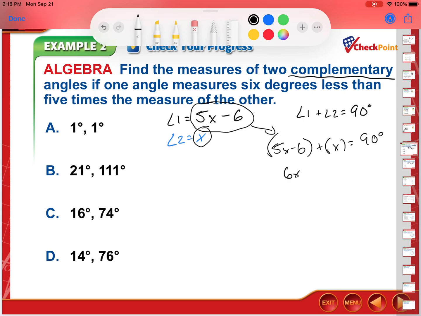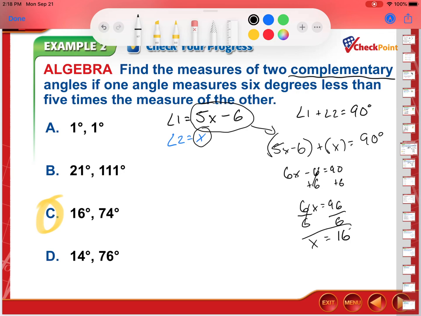So if I combine like terms, I'm left with 6x minus 6 equals 90. Then I'm going to add 6 to both sides to solve this equation. So I have 6x equals 96. And then I divide by 6, and I get x equals, let's see, mental math only works if your brain works. x equals 16. So one of my angles has to be 16. So right off the bat, I'm saying it's C, but I'm going to plug back in and just make sure that that other angle is 74.